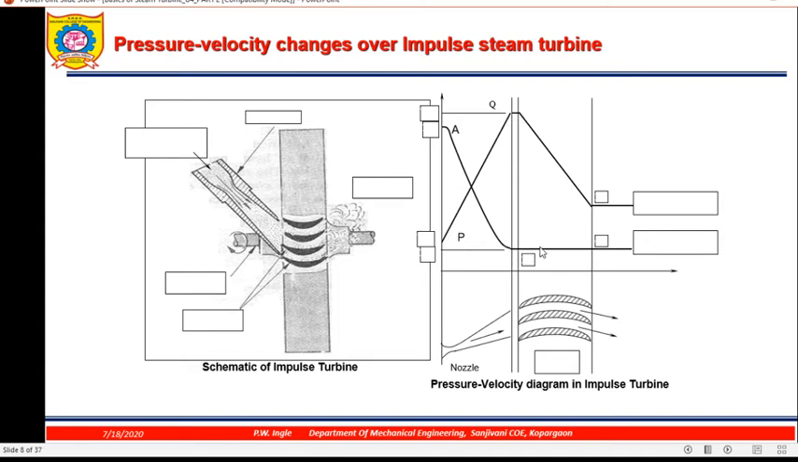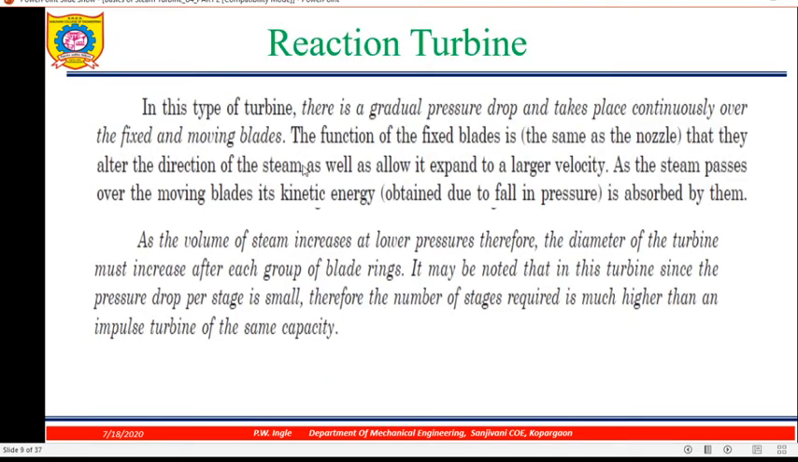Okay, now here pressure remains constant. Now here velocity reduces. Why does velocity reduce? Because this kinetic energy will be absorbed by the rotor, and we are getting rotation of the turbine. And this is nothing but the pressure velocity changes for the impulse steam turbine. So why is it known as an impulse turbine? Because all conversion is taking place in the nozzle and you are getting an impulse here. Okay, that is force.